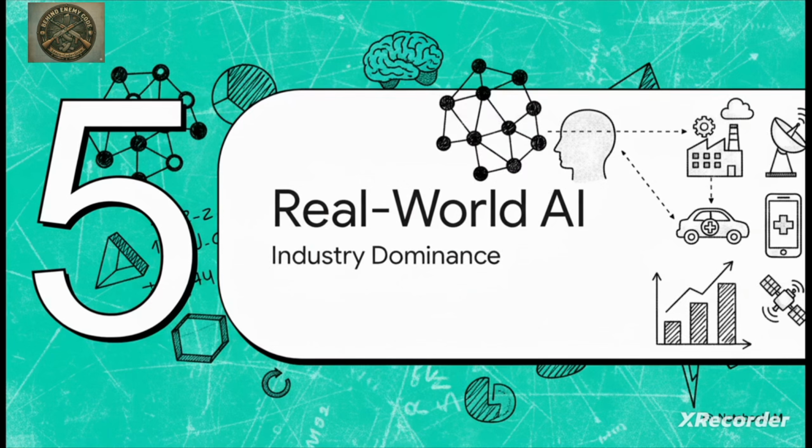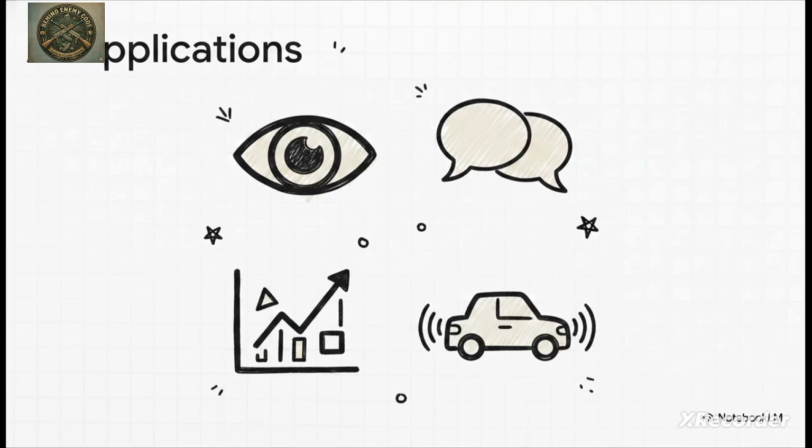Finally, Section 5, Real-World AI, Industry Dominance. We have the architecture, we have the learning engine. Now let's connect this intense math directly to reality. The modularity of this architecture is just astounding. In computer vision, we use specialized convolutional neural networks, or CNNs, to efficiently capture spatial hierarchies in grid-like pixel data.